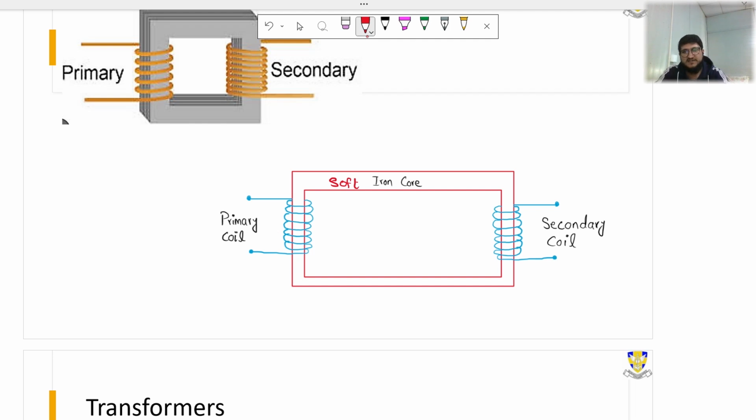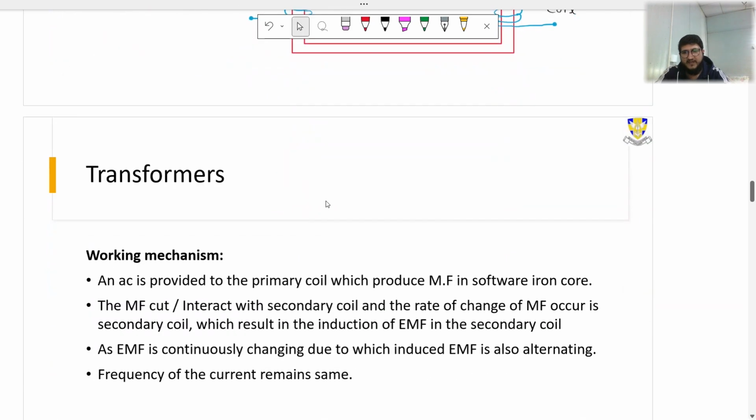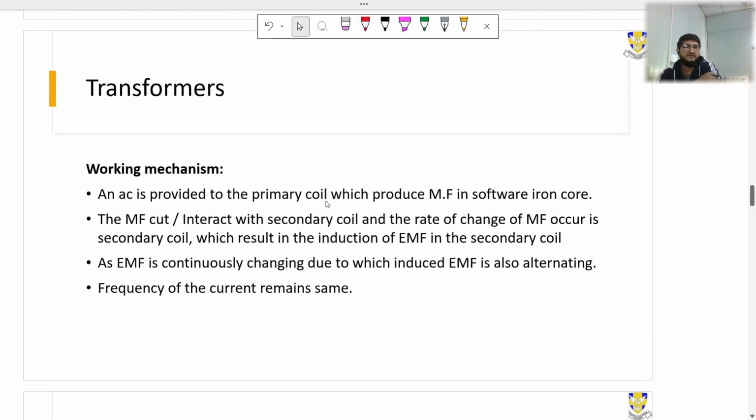Now first we will talk about the working mechanism. When you talk about transformers, they work on AC. For this we need the alternating current. Initially, we provide the alternating current to the primary coil, which produces a magnetic field in the soft iron core. This magnetic field cuts or interacts with the secondary coil, and the rate of change of the magnetic field in the secondary coil will result in the induction of EMF in the secondary coil.